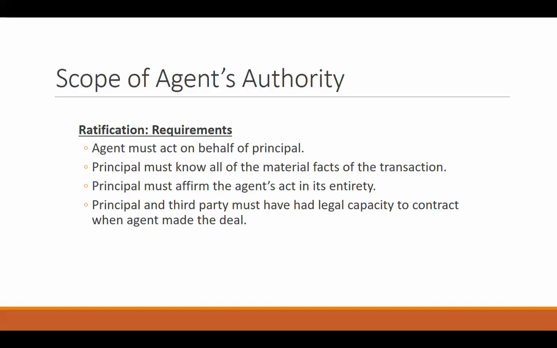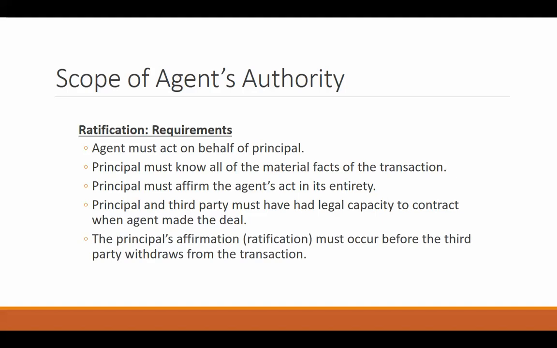Our principal and third party have to have legal capacity. So when the agent's striking the deal, was it permitted under the law? And then our principal is going to affirm, which is another word for ratifying. This ratification to accept this transaction when it's outside the scope has to occur before a third party withdraws. So before the third party says, no, I no longer want to be in this transaction. The third party does have a right to pull back if our agent's acting outside the scope of authority. So if we do want to ratify as a principal, we need to ratify quickly, because until ratification happens, our third party can still void the exchange.